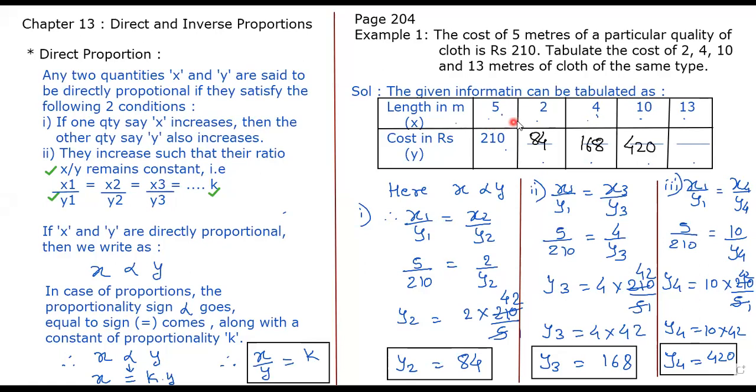This was when it came for 2, 2 into 42. For 4, 4 into 42. For 10, 10 into 42. Yes or no? Yes, sir. So you find out this answer and tell me what should come over here. Five, four, six, sir. 546. Very good answer. Yes or no? Yes, sir. 546.